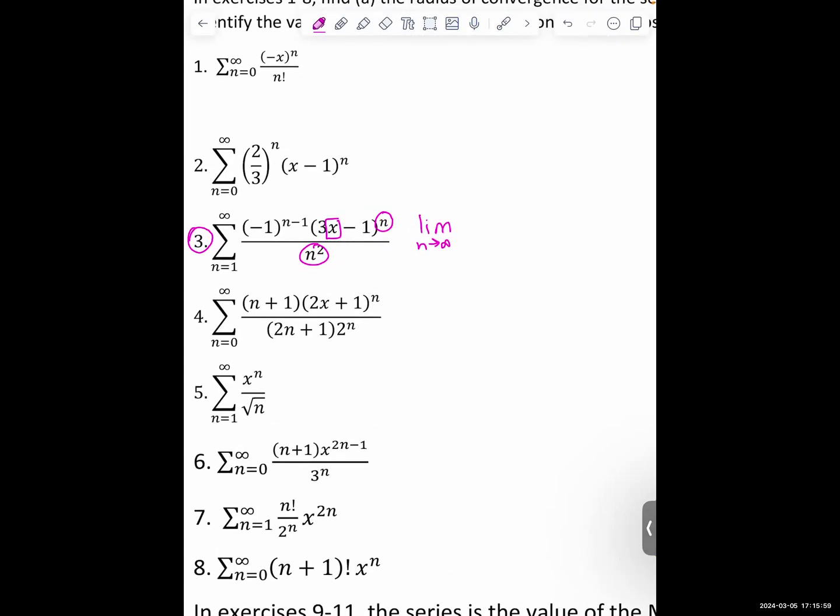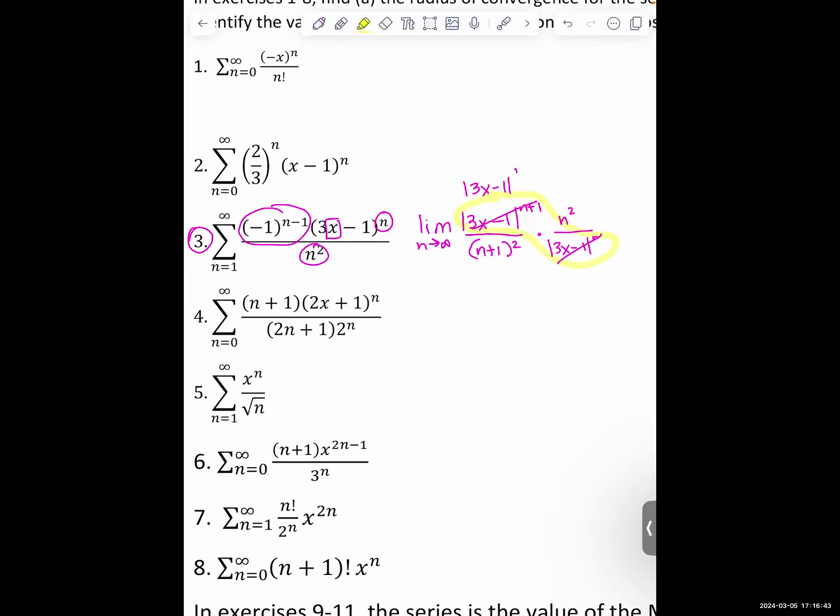So in taking the absolute value, it's going to take care of the part that makes it alternating. I'm going to enclose the 3x minus 1 inside the absolute value bars, and then raise it to the n plus 1 power, over n plus 1 squared, and that's my n plus 1 term. I'm going to multiply it by the reciprocal of the nth term, so n squared over 3x minus 1 to the nth power. We're going to reduce it by the nth, so then we have just the absolute value of 3x minus 1 to the first power.